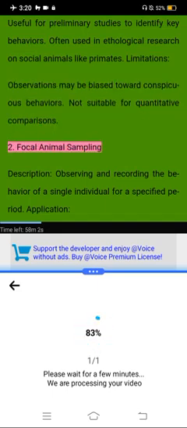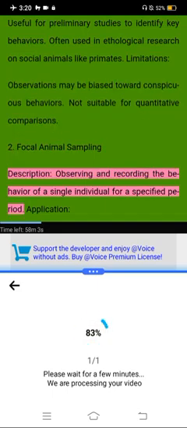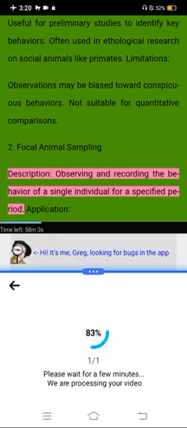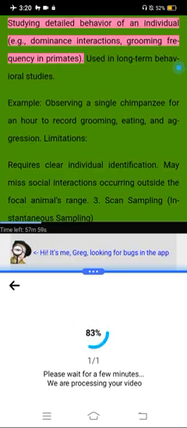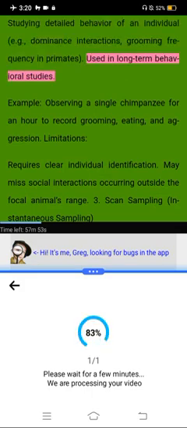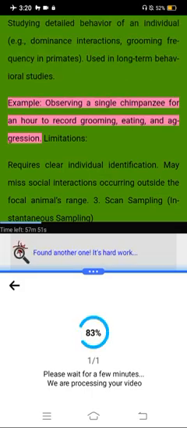2. Focal animal sampling. Description: observing and recording the behavior of a single individual for a specified period. Application: studying detailed behavior of an individual, e.g., dominance interactions, grooming frequency in primates. Used in long-term behavioral studies. Example: observing a single chimpanzee for an hour to record grooming, eating, and aggression.